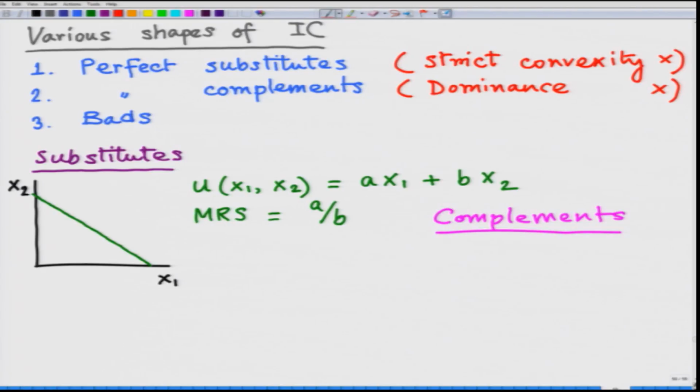Complements are commodities which are used in fixed proportions. So, let us consider two examples. Consider left shoes and right shoes. These are used in fixed proportion 1 to 1, and that is why these two commodities are perfect complements. You can also consider your morning cup of tea or evening cup of tea.